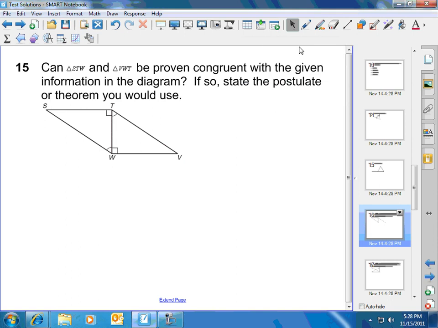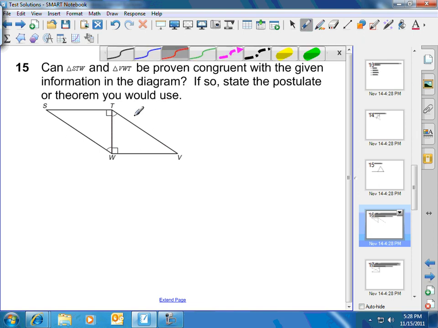Okay, now we're looking at numbers 15, 16, and 17. We have triangle STW and VWT. We want to prove that they're congruent with the given information. And so we've got two triangles that share a common side, WT. So that's going to be congruent to itself by the reflexive property.